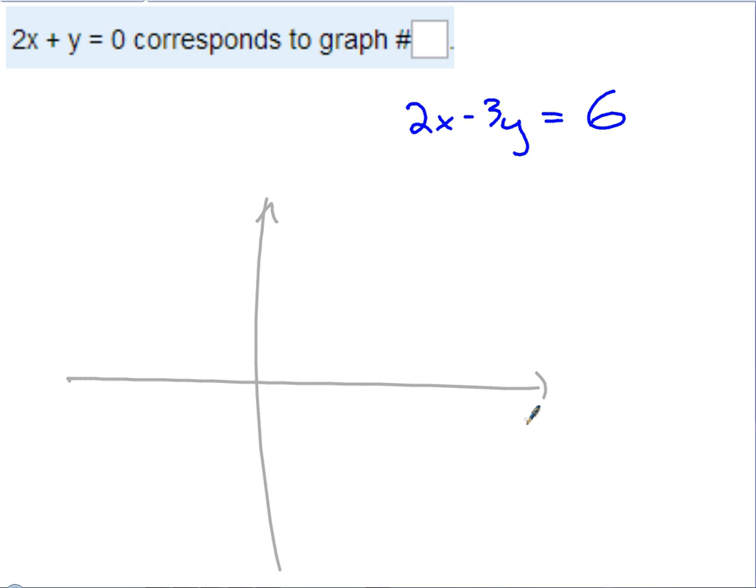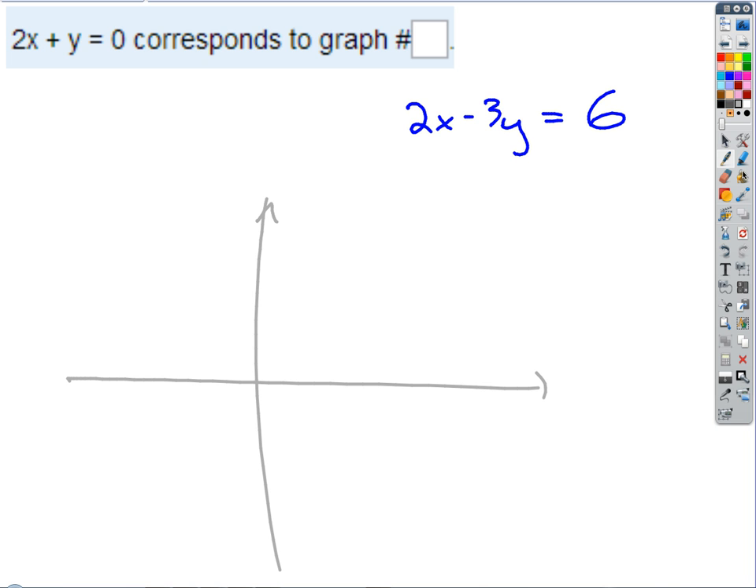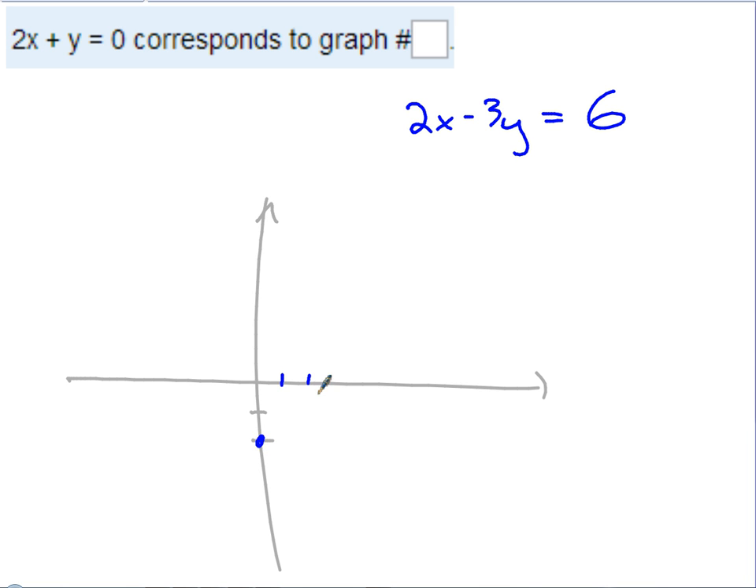So -3y equals 6. What's y equal to? -2. Okay, good. So one intercept is going to be at y equals -2. Cover up y and solve for x. We get the x-intercept, 3. So we just go over 1, 2, 3.